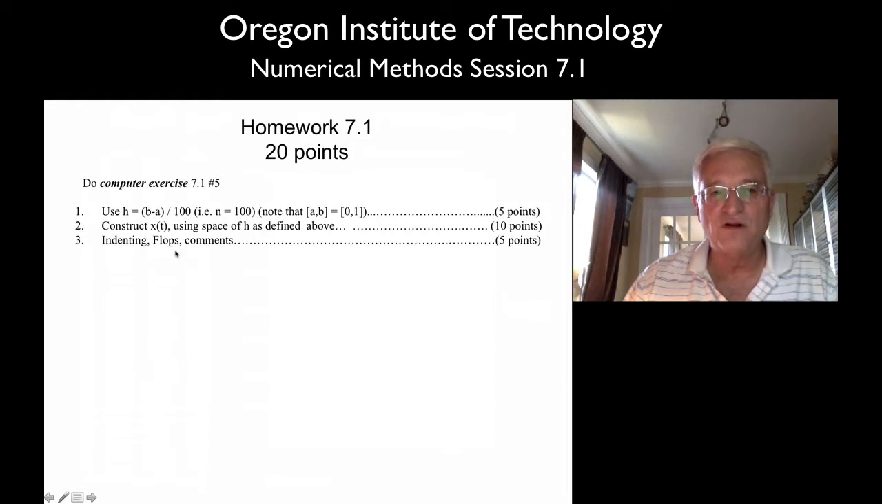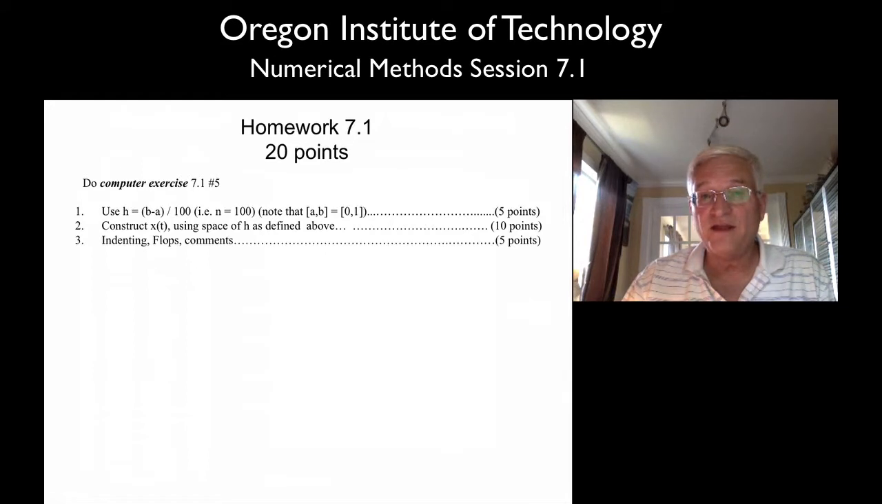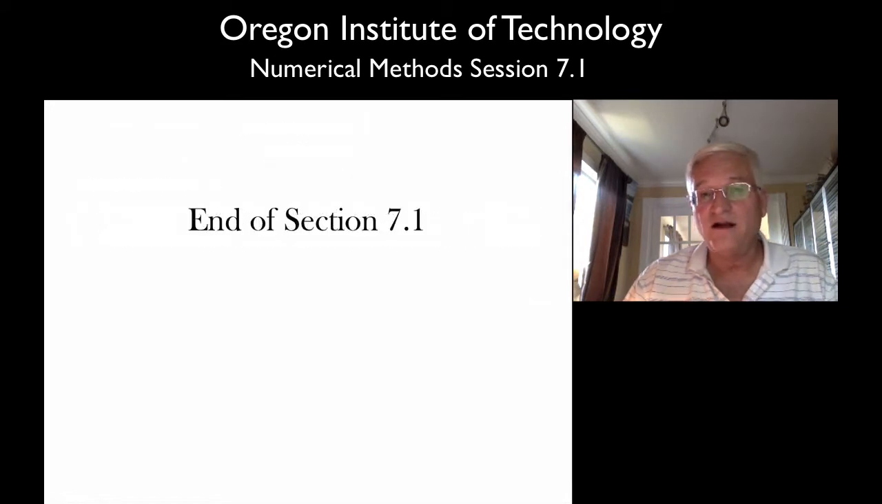And as usual, calculate the normal parameters we like and comment your code and do the proper indenting, and we'll see where that goes. So we'll do that, and then we will come back into section 7.2 and see if we can't do a better job improving on Euler's method and increasing the accuracy of numerical methods when we're solving first order differential equations.